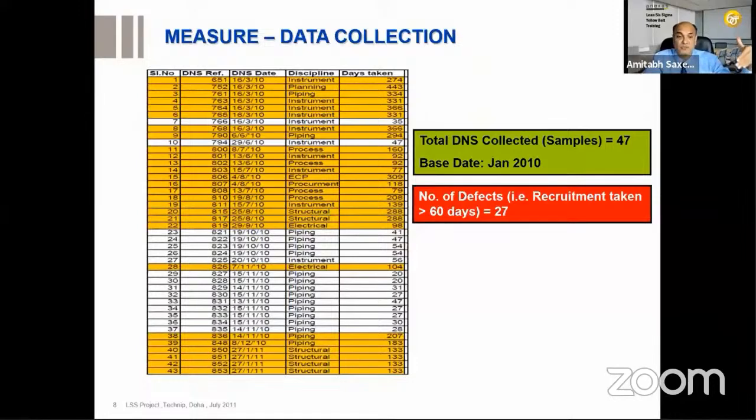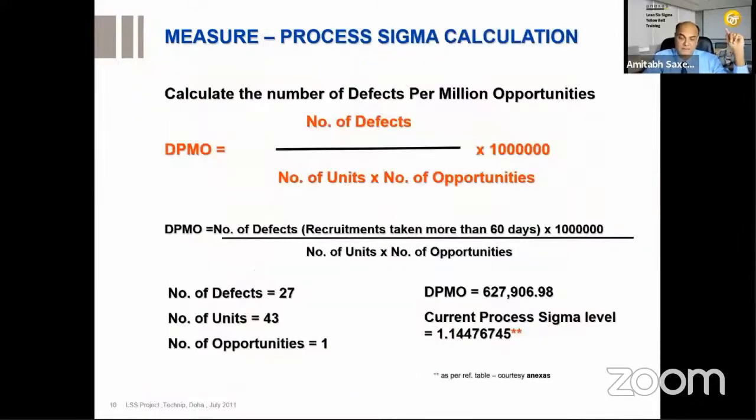I collect the data on recruitments and I draw a histogram, the way I showed it to you, and also calculate sigma level. There's a method to calculate sigma level. It requires half an hour of explanation. So I have not taken that because I wanted to give you the bigger picture of DMAIC: define, measure, analyze, improve, control, so that you understand what is Lean Six Sigma, what it actually delivers as a yellow belt. You're not going into the deep stats like calculations, etc.